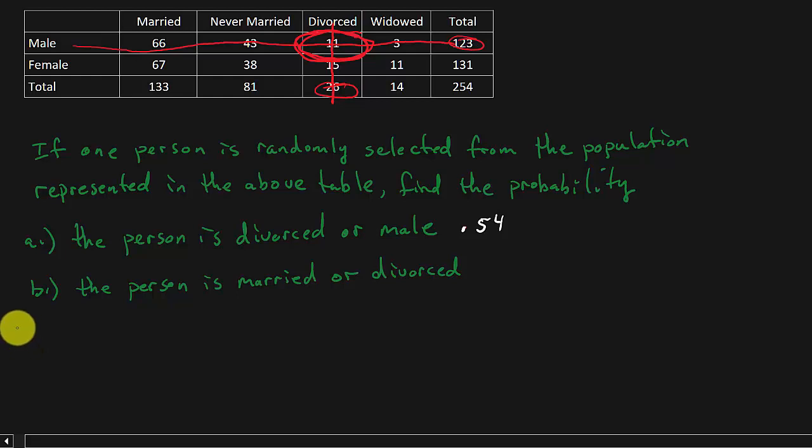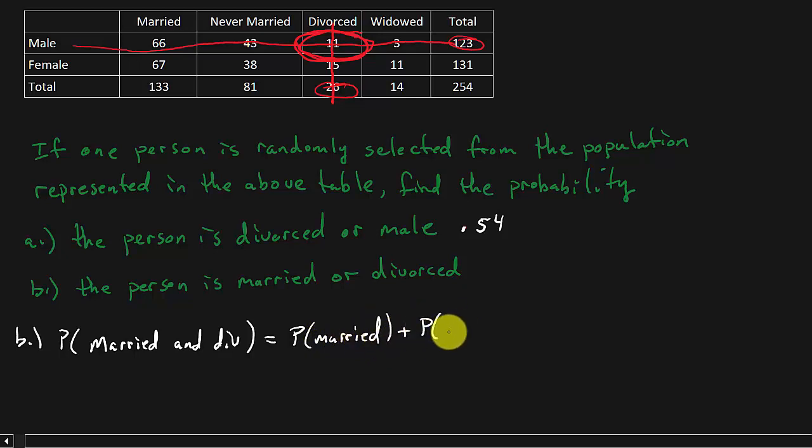So for part B, I want the probability married. Well, I'll tell you what, let's do this. Probability married, well, we need to write out married and divorced. So that's the probability married plus the probability divorced. And this is all we need to put. We don't need to put the probability. We don't need this part. Married and.